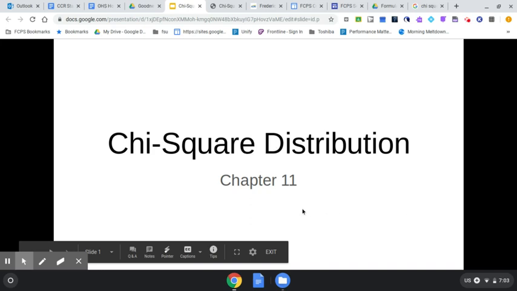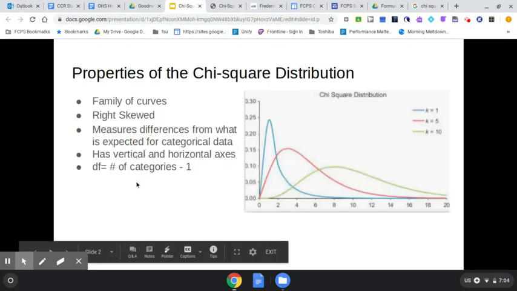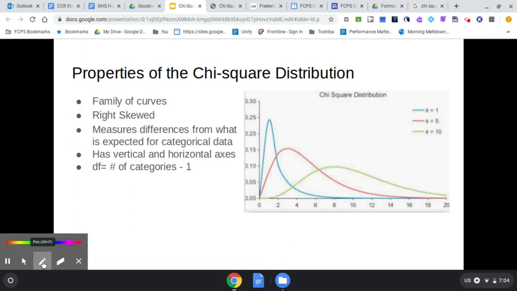Okay, today we are starting the chi-squared distribution chapter, which is chapter 11. So first of all, just some properties about the chi-squared distribution. First of all, it's a family of curves, similar to what we had talked about with the t-distribution. It's not just a single curve like the normal curve is. It changes based on the degrees of freedom.